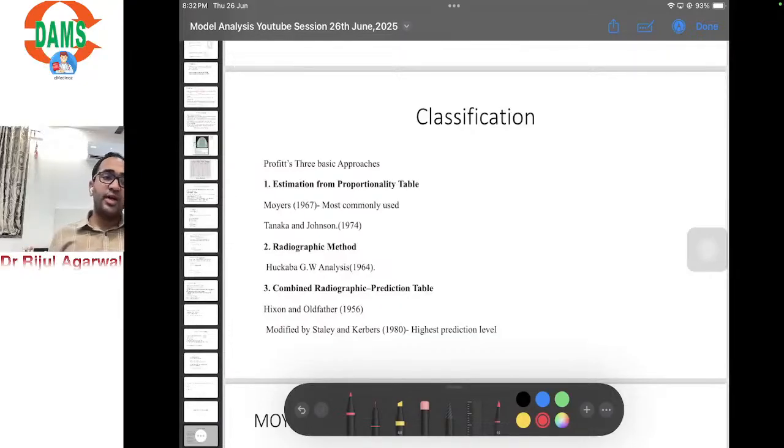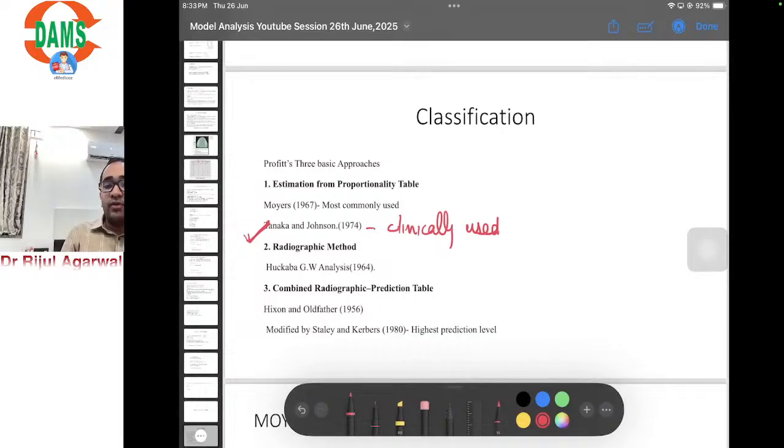So as I classified permanent dentition analysis, in the end I'm classifying them in the beginning only. There are three basic approaches or three methods of classifying mixed dentition analysis. First is based on the estimation from the proportionality table. This is a table, you need to refer to it and you get the value. This is by Moyers and Tanaka Johnston. Moyers is the most commonly used analysis, and if someone asks you most commonly clinically used, it is Tanaka Johnston, which came in your exam.